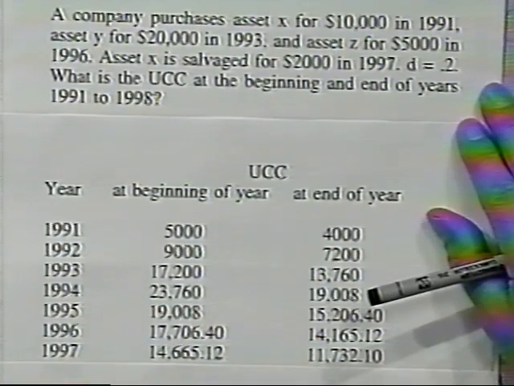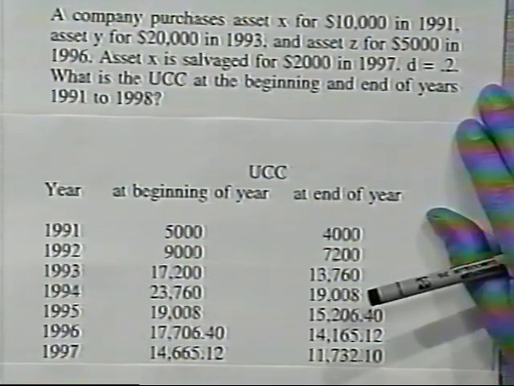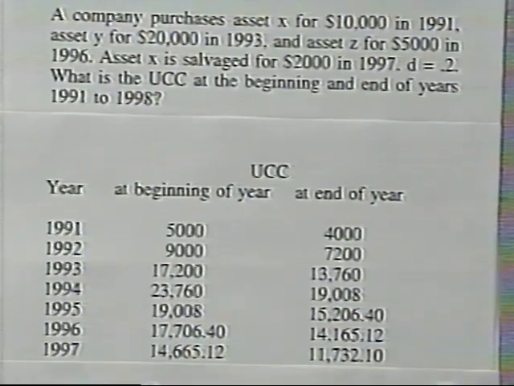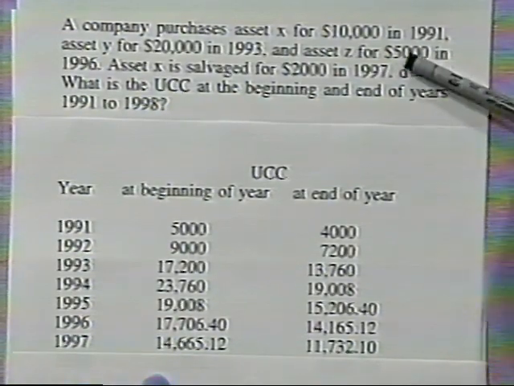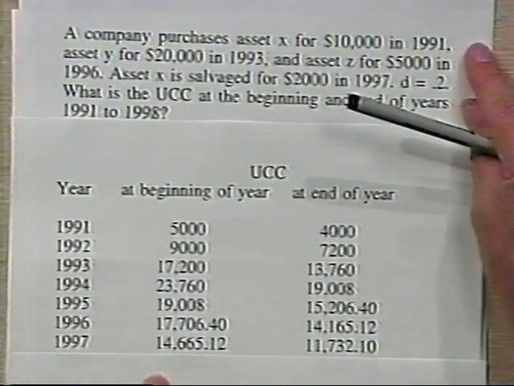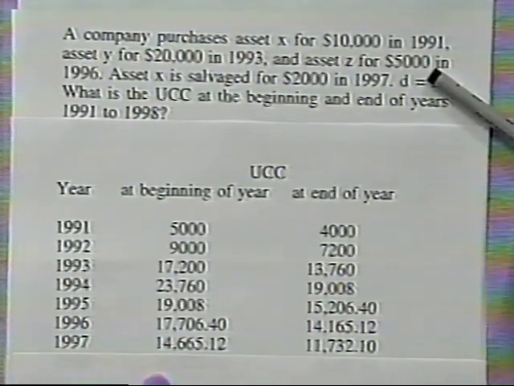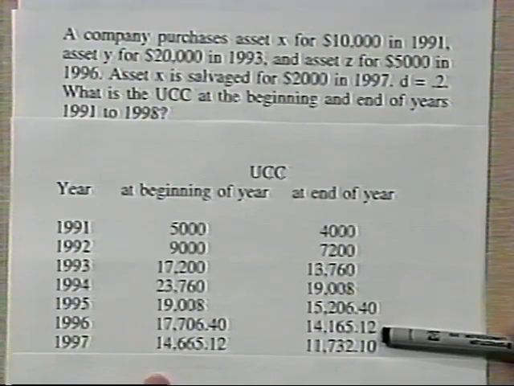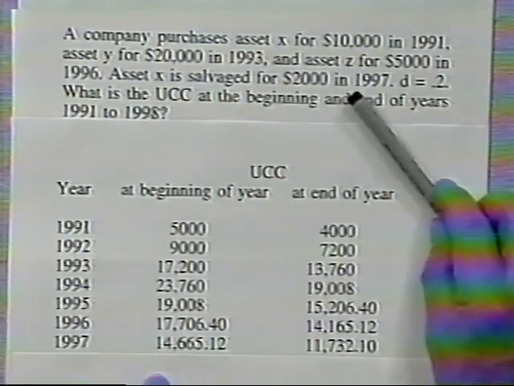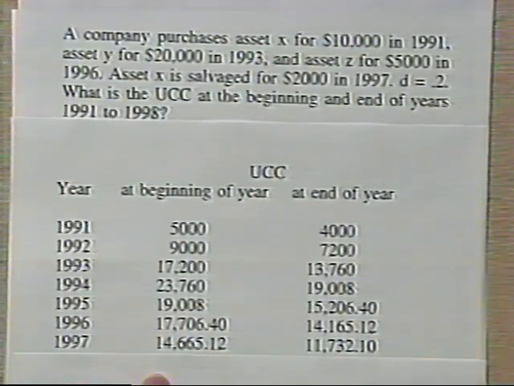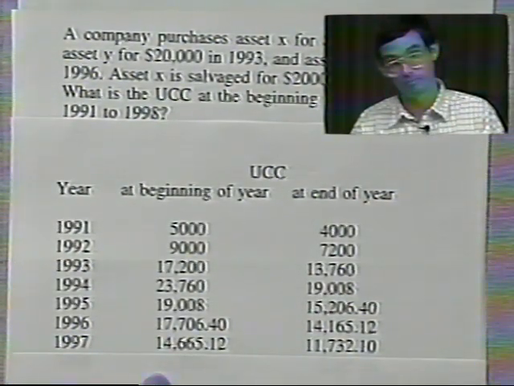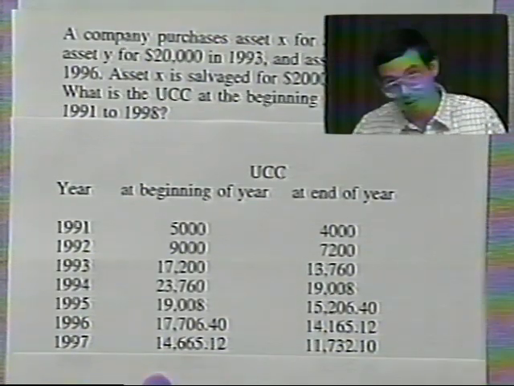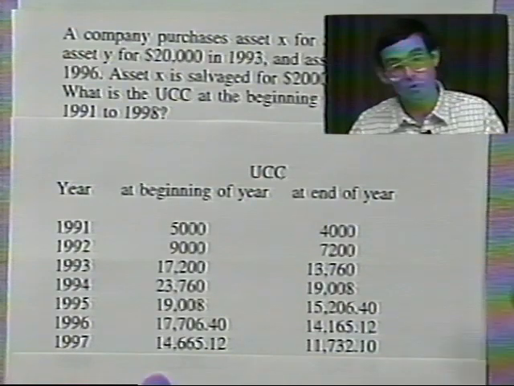Now, 1997 is a little bit complicated here. Let me explain. First of all, we're going to get the second half of asset Z coming in. The second half of the $5,000 purchase price of asset Z, which is $2,500, adding to our UCC. However, note that asset X is salvaged in 1997. When something is salvaged, that means you're reducing your ability to depreciate that asset, and you have to subtract it from the UCC. So we're getting $2,500 put into the UCC plus $2,000 coming out.